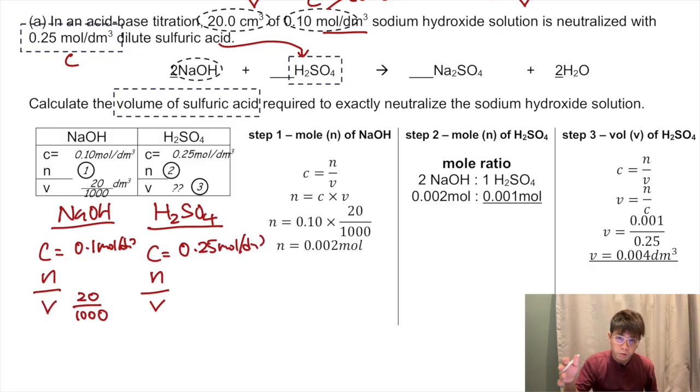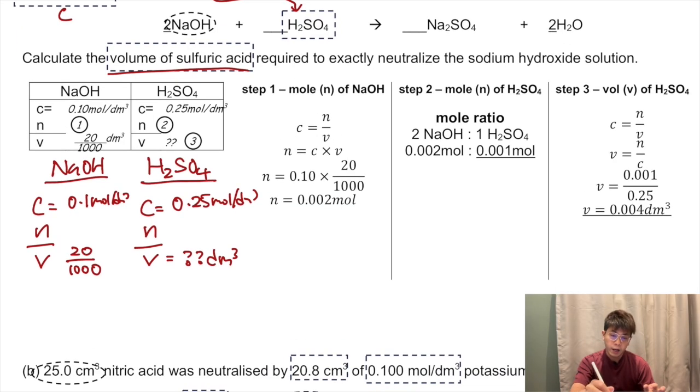The actual question requires me to calculate the volume of sulfuric acid. So my ultimate goal, which I'm going to mark with 2 question marks over here, is to calculate how many dm cube of sulfuric acid there is. Now let's look at how many unknowns we have. On the sodium hydroxide side, we have 1 unknown: I don't know the number of moles. On the sulfuric acid side, H2SO4, I have 2 unknowns, the number of moles and the volume. In an equation, if I have 2 unknowns, I cannot solve. If there's only 1 unknown, I will solve.